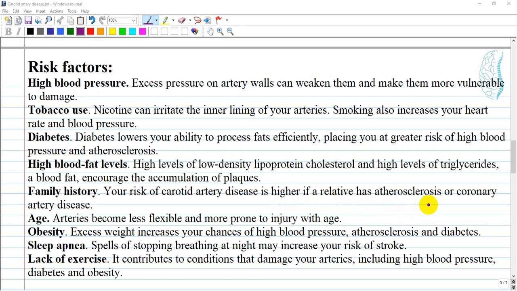Age. Arteries become less flexible and more prone to injury with age. Obesity. Excess weight increases your chances of high blood pressure, atherosclerosis, and diabetes. Sleep apnea, spells of stopping breathing at night, may increase your risk of stroke. And lack of exercise contributes to conditions that damage your arteries, including high blood pressure, diabetes, and obesity. So it's all around the metabolic syndrome.